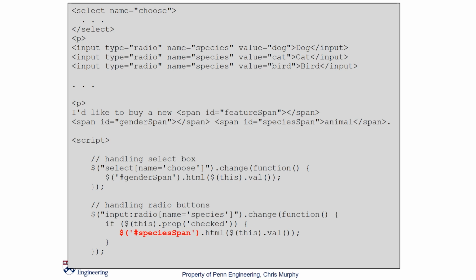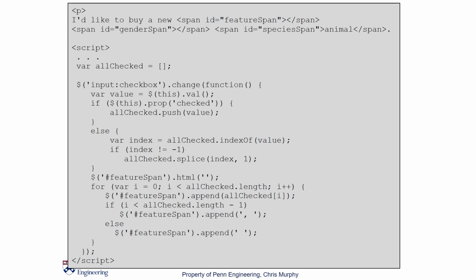If it is being selected, then we want to set the HTML in the species span. So we'll select the species span by its ID, that's this span up here, and we'll set its HTML using this radio button's value, which could be, for instance, dog, cat, or bird. Last, and perhaps most complicated, is the feature span, where we indicate whether it's happy, cute, etc.